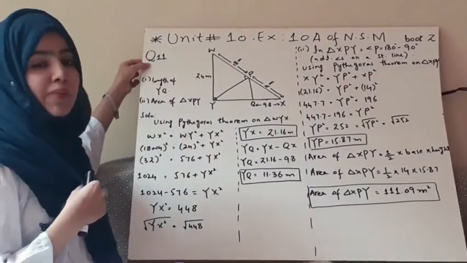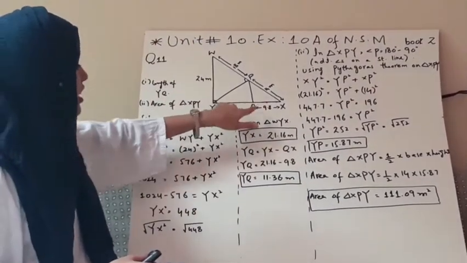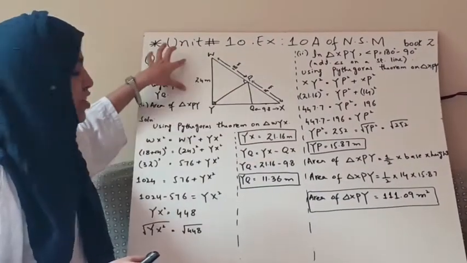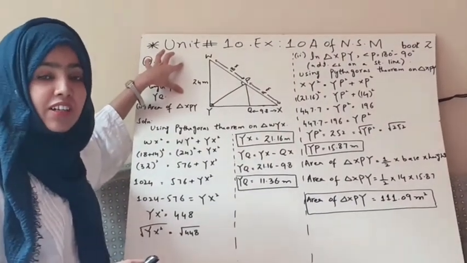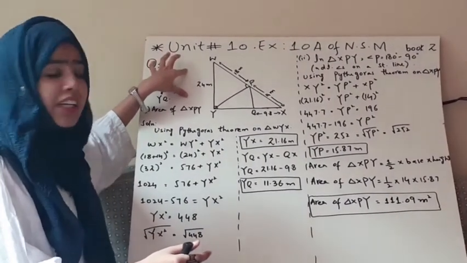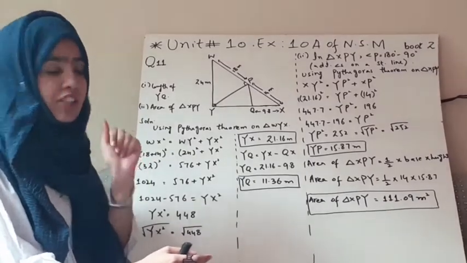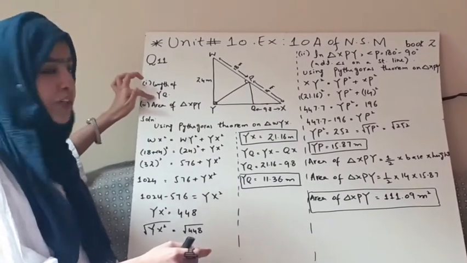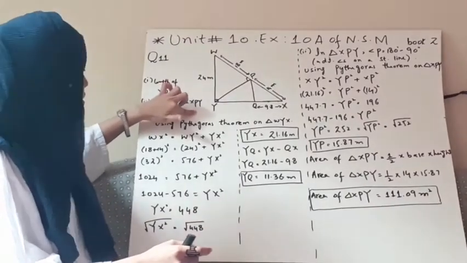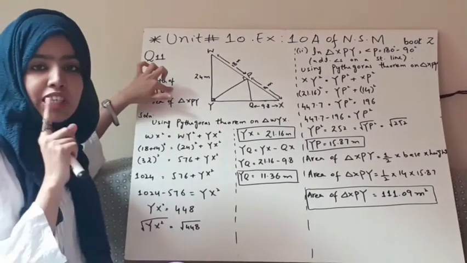In question number 11, the figure is given in the book. You can see the figure. The information is given in statement form, but I haven't written it here, so you can see it from the book. They are asking about two things in this question: first, the length of YQ, and then the area of triangle XPY.